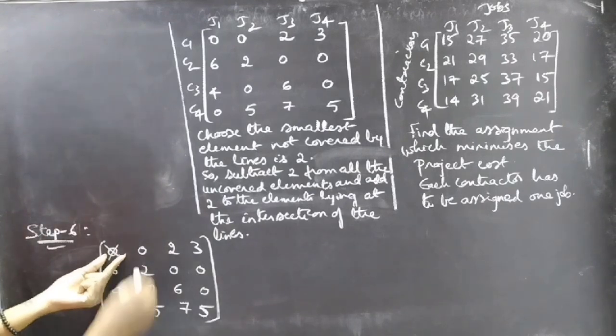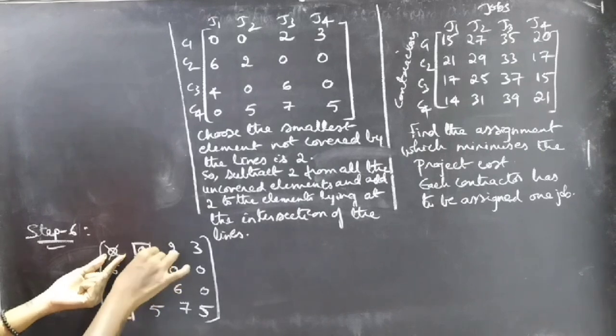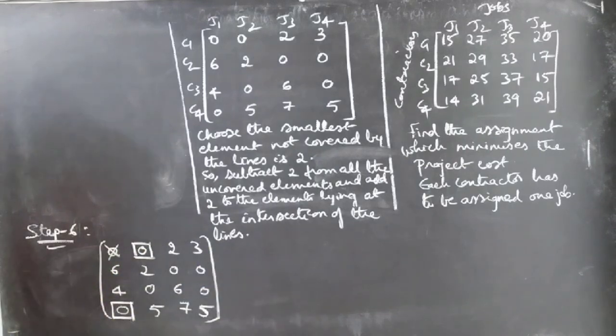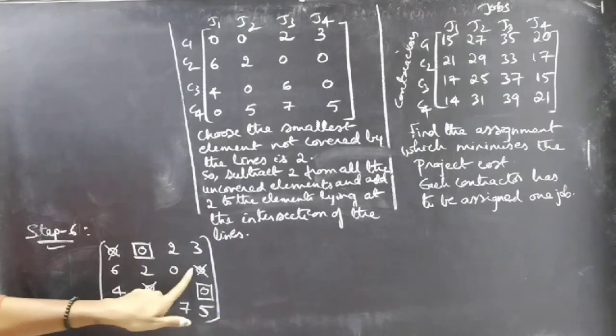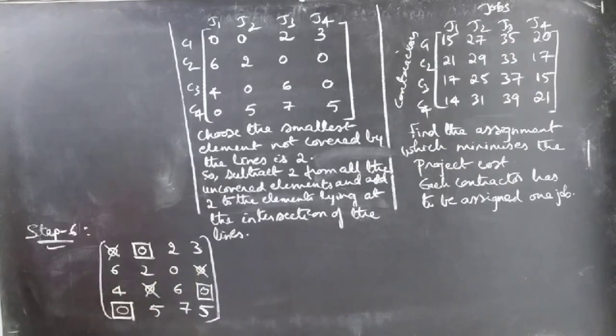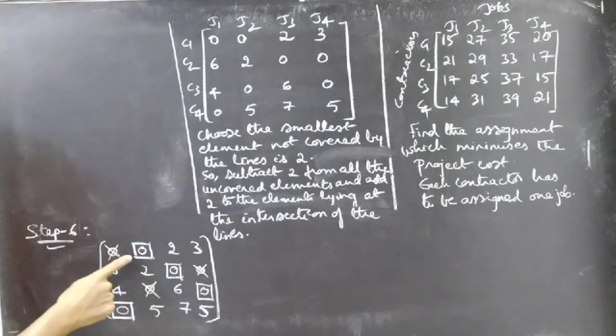Now we have crossed this, so we need to assign this 0 because there are no other zeros here. Since we have assigned this, we'll cross the corresponding 0 which existed in the corresponding column, right? Since we have crossed this 0, we'll assign the corresponding 0 in the column. Since we have assigned this, we'll cross the 0 in the corresponding column. Since we have crossed this, we'll assign this 0 which exists in the corresponding row, right? So we have only one assignment from each row and each column.